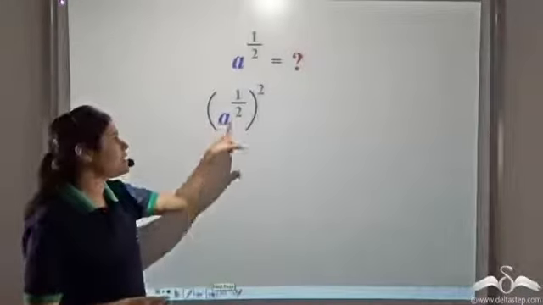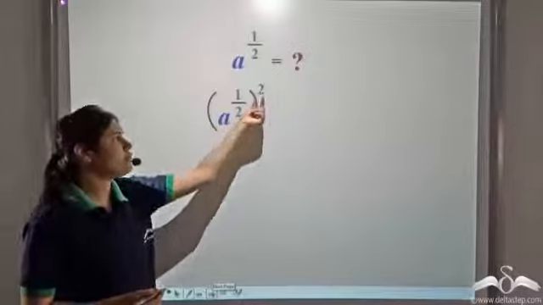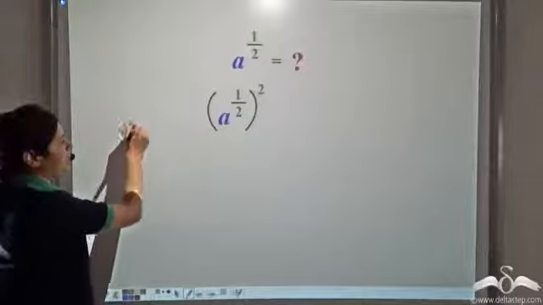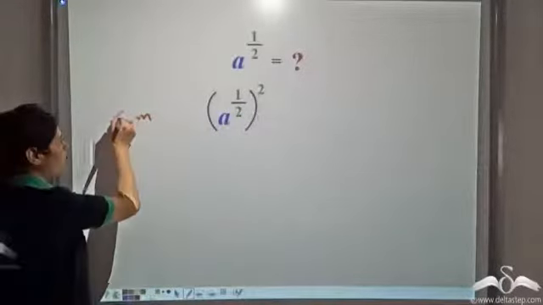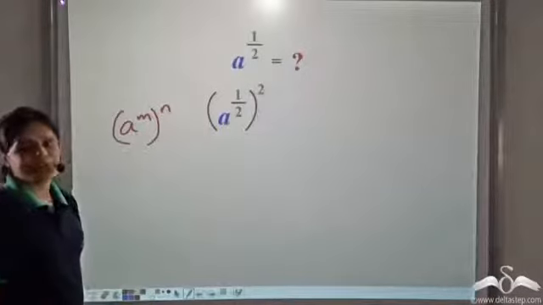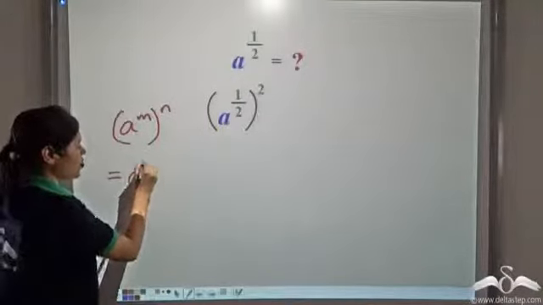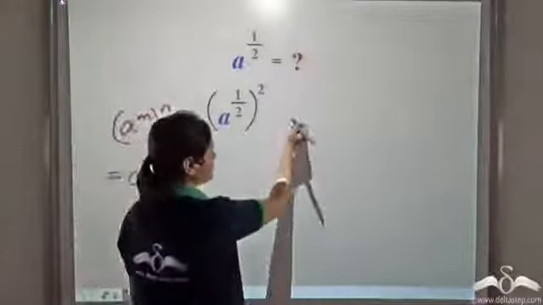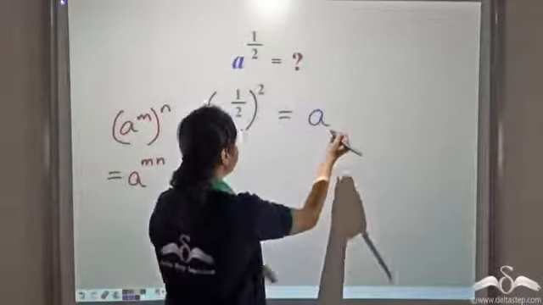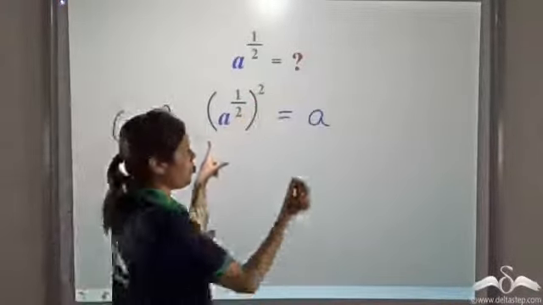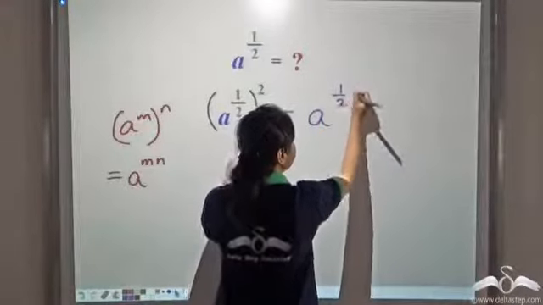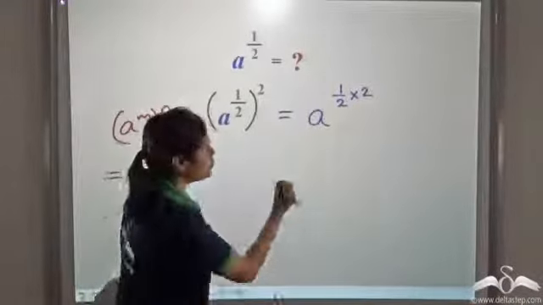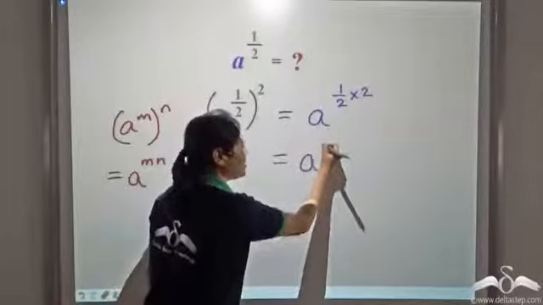So, this is a to the power half, whole raised to the power 2. We know that a to the power m, whole raised to the power n, is equal to a to the power m into n. So let us apply this law here. We get a to the power m into n, that is half into 2. Now half into 2 is 1. So we get a to the power 1.